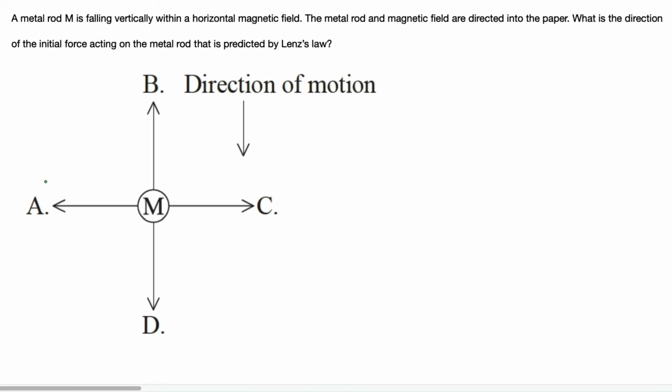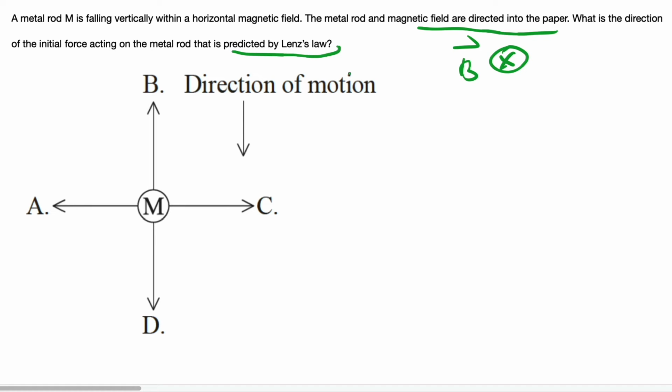A metal rod is falling vertically within a horizontal magnetic field. The metal rod and magnetic field are directed into the page. So the magnetic field is into the page. What is the direction of the initial force acting on the metal rod that is predicted by Lenz's law? If you haven't studied topic 11, just skip this problem. If you have, you can definitely do this problem.